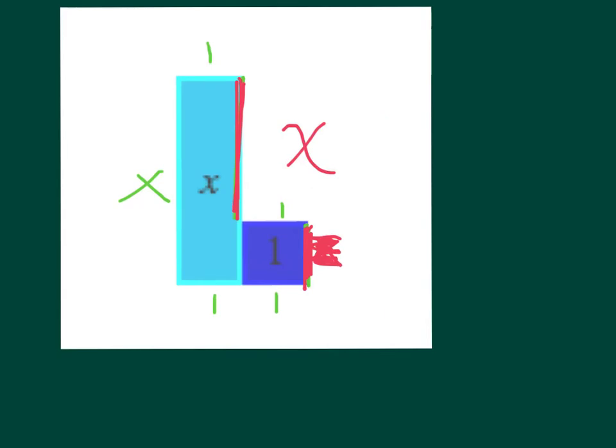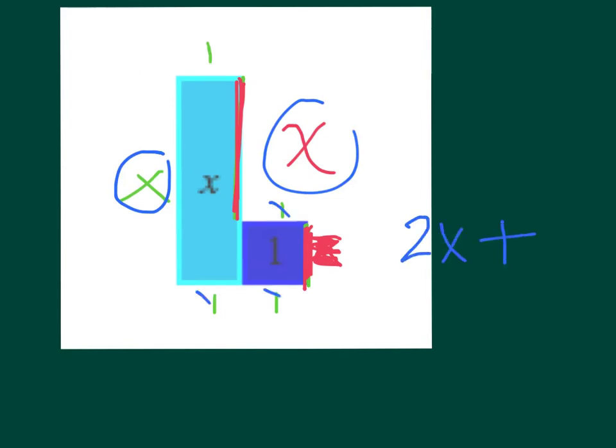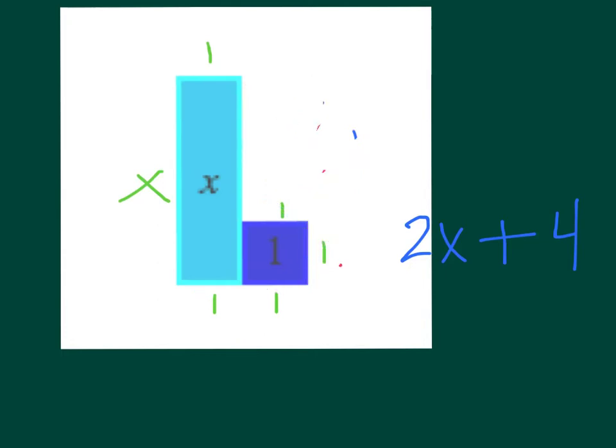So if we did it that way, let's add up our x's first. I have x and x, so that would be 2x. Plus, I have 1, 2, 3, 4. So 2x plus 4. All right, so I'm going to erase and do it the other way that some people might like to do it.